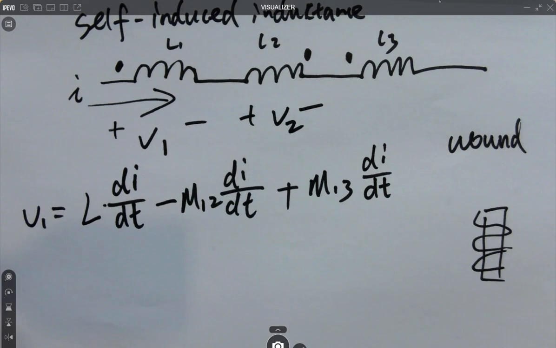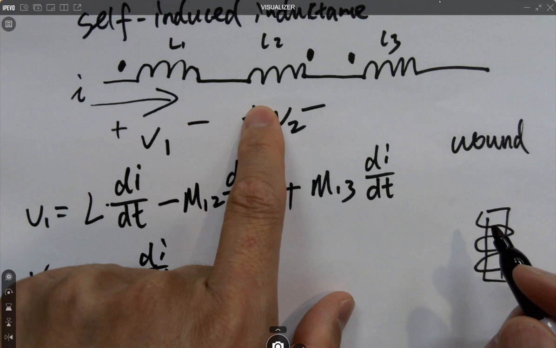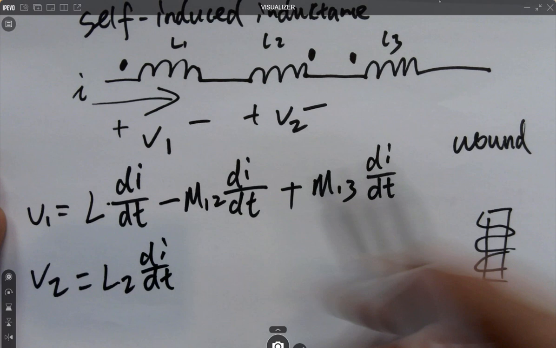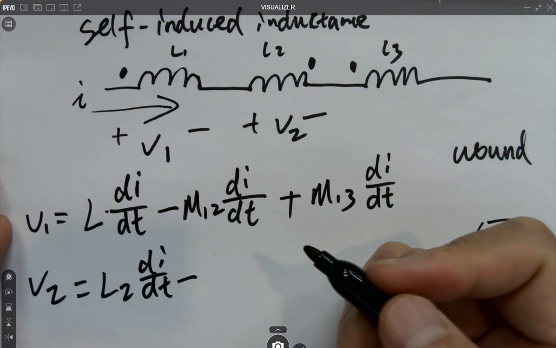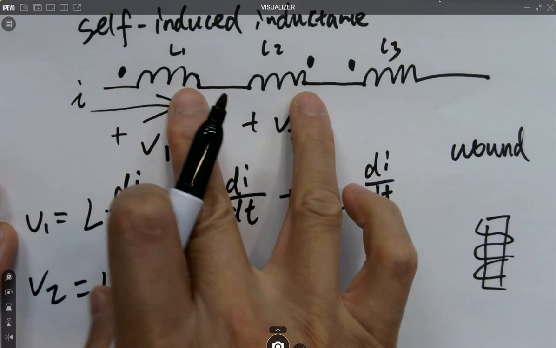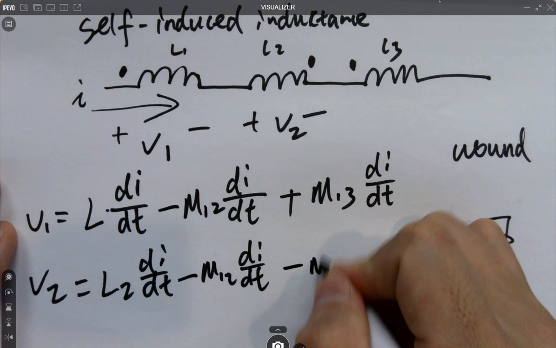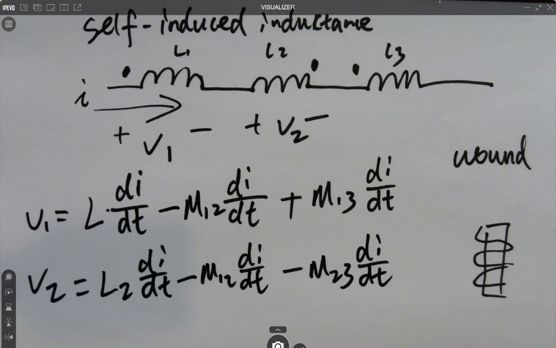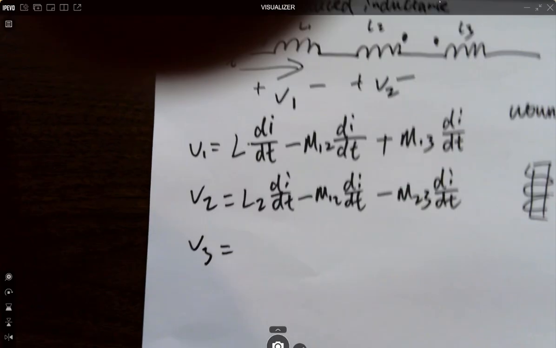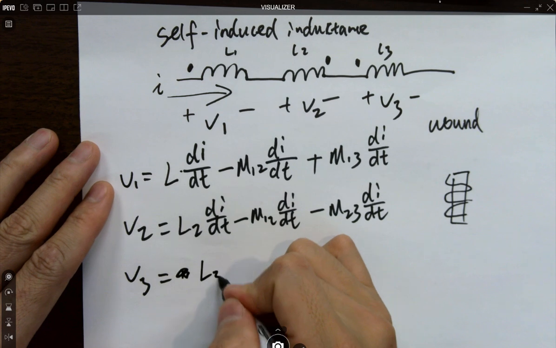For V2, something you have to know: it equals L2 di dt, and compare these two. They are having a negative voltage created by the differentially coupled inductors. So that's minus M1,2 di dt, and these two are differentially coupled as well, so you do minus M2,3 di dt. So for V3, it is L3 di dt.